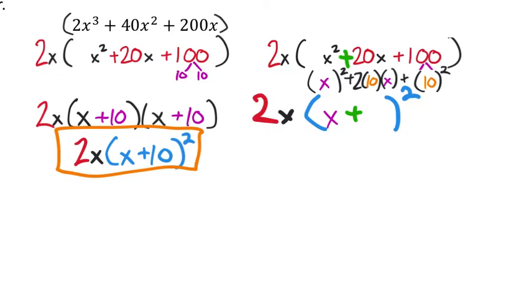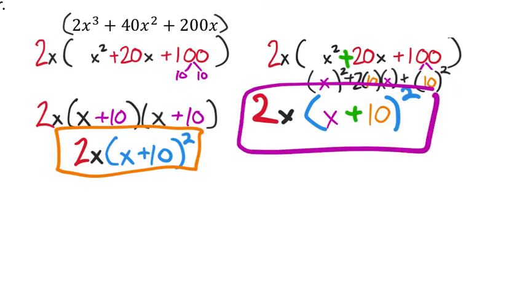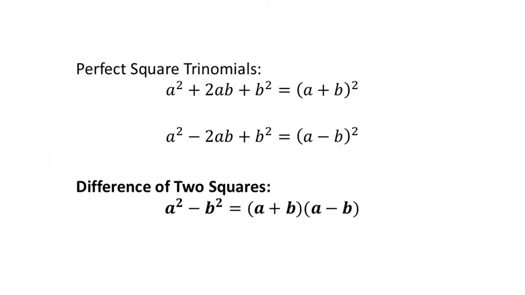So the a value here is the x. The b value is 10. So x plus 10 would be in the parentheses. That's just exactly the same answer that we saw before, right? That's it. Different method, same answer. So that's perfect square trinomials.